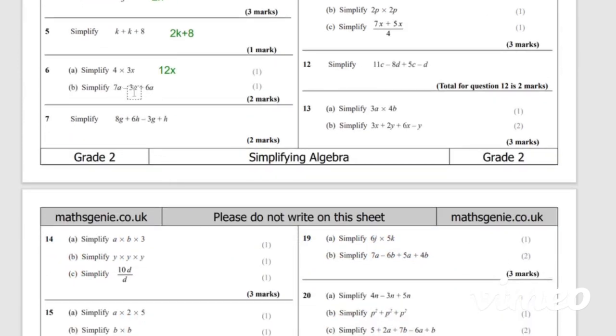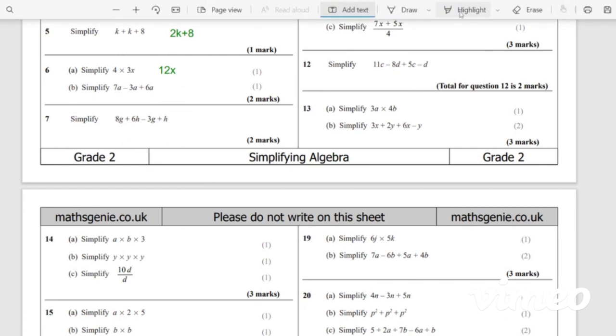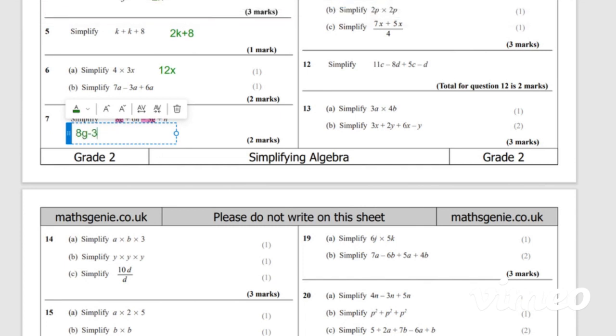Again, nothing has changed with this one. This one's very similar to the first question, so we're going to skip that one and go down to this question here. Now, I'm going to use a highlight tool for this one, and it's really important that we use something to distinguish between our like terms. So I've got 8g there, and I've got minus 3g there. So you can see I said minus 3g. When we collect like terms, we must collect them with the symbol in front of them. So I'm just going to write this out here, 8g minus 3g.